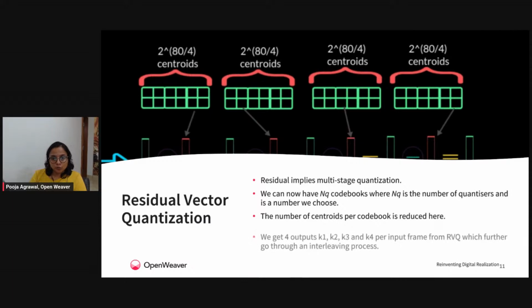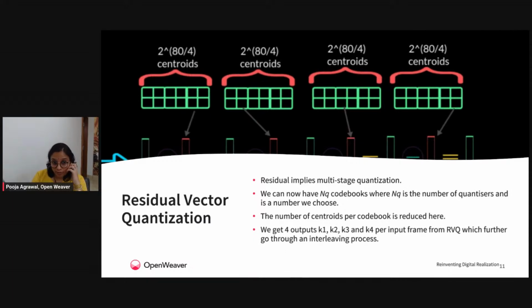Hence, we wanted to go for residual vector quantization, which is a multi-stage process. Here we are able to have multiple codebooks, not just one, and the number of centroids per codebook is also reduced. We generate 4 kinds of output per input frame with the help of this RVQ technique, and then put it through an interleaving process. Not to go too much into the technicalities of the mathematics behind this, but a basic understanding is that we do residual vector quantization. We have a 3-step process with an encoder, decoder, and a quantizer that help us get to the expected output, which is what this model is all about.